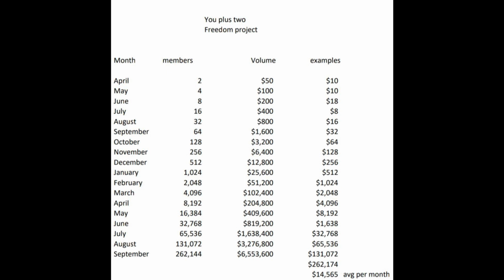That's all people are doing, 25 CV. And that is 13,107,150. That's not your check. That's the amount of volume that goes into an organization, okay? That's how much sales volume your organization created, even though you only sponsored 2 people and everybody's doing 25 bucks.